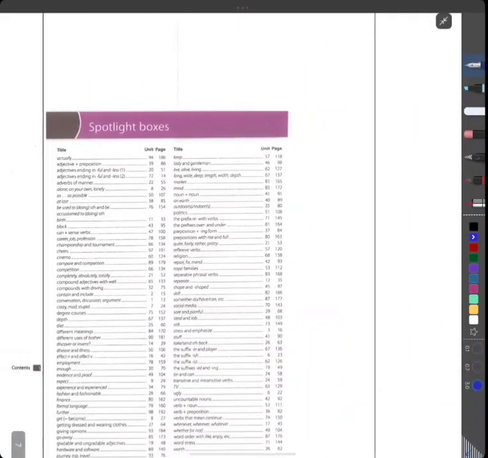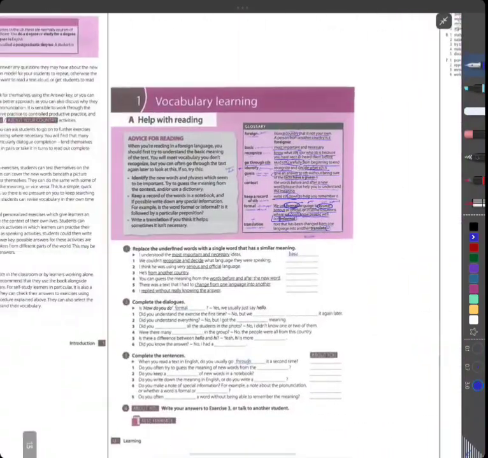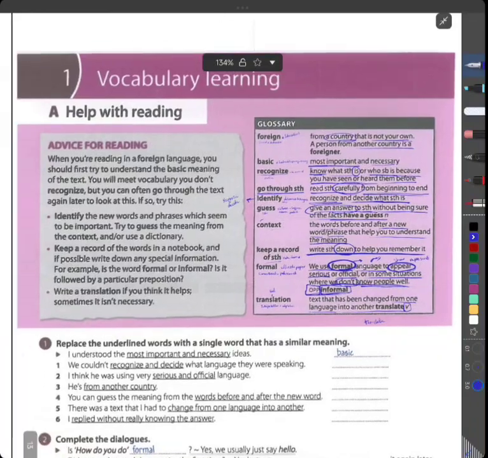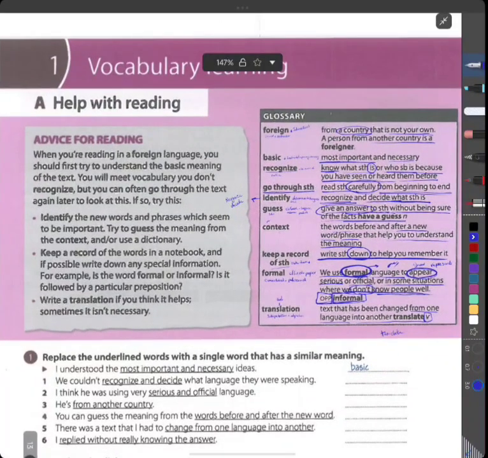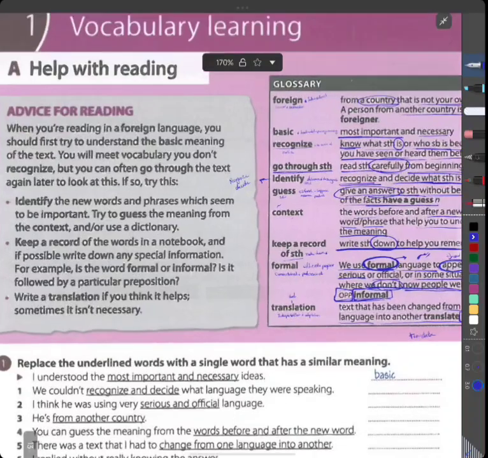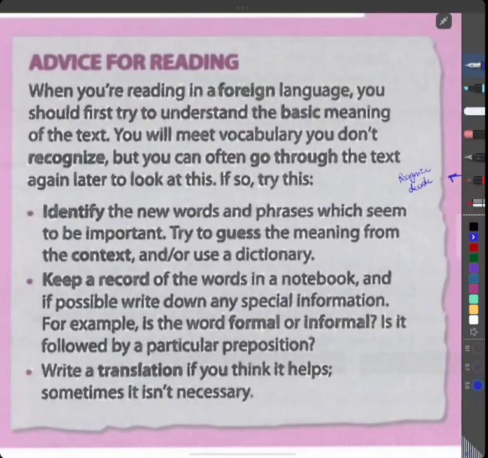حالا ما میخوایم با درس اول شروع کنیم. Here. Unit 1, Vocabulary Learning. A. Help with reading. Advice for reading. Okay? When you're reading in a foreign language, you should first try to understand the basic meaning of the text.